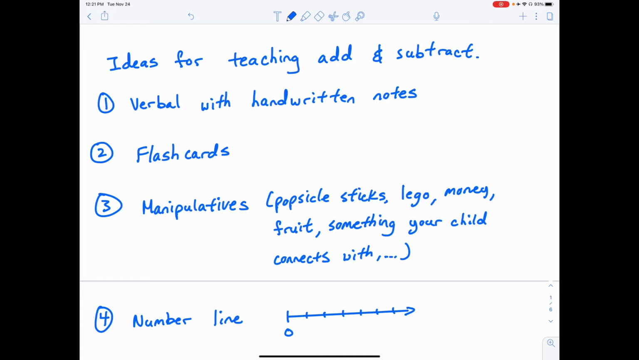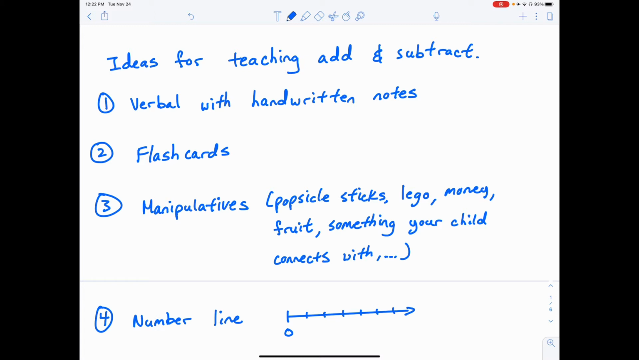Number three, we then can use manipulatives. Now this is hands-on, which is usually better for some learners because not everyone is great with just audio and visual. Being hands-on really helps them understand how to do these calculations. For example, you can use popsicle sticks, Lego, money, or fruit, something that your child connects with or has interest in. So like maybe Hot Wheels or something small that's easy to organize and lay out for them to see and move around.